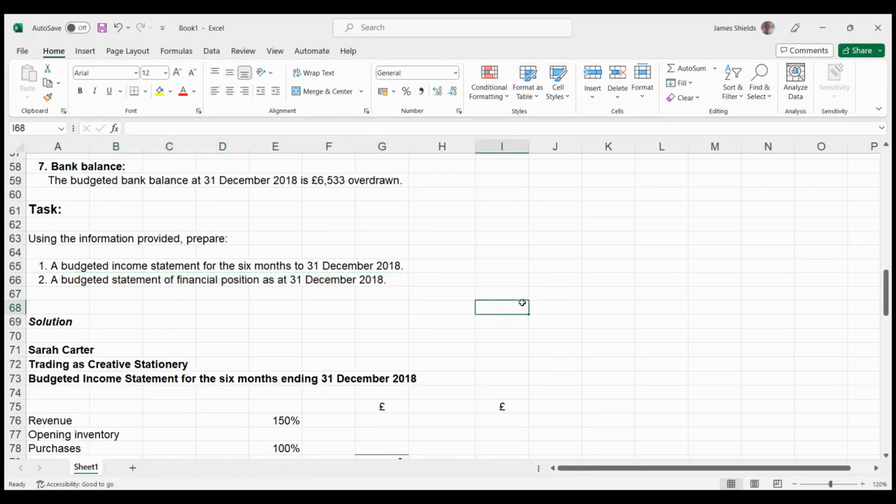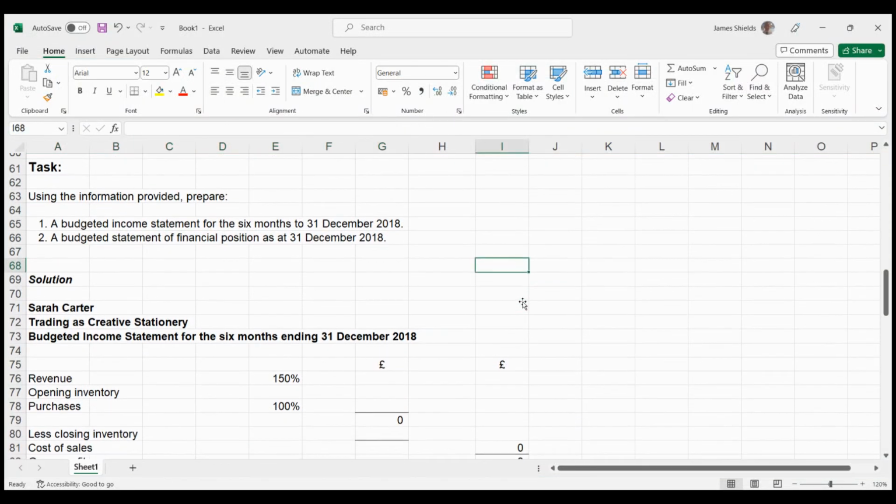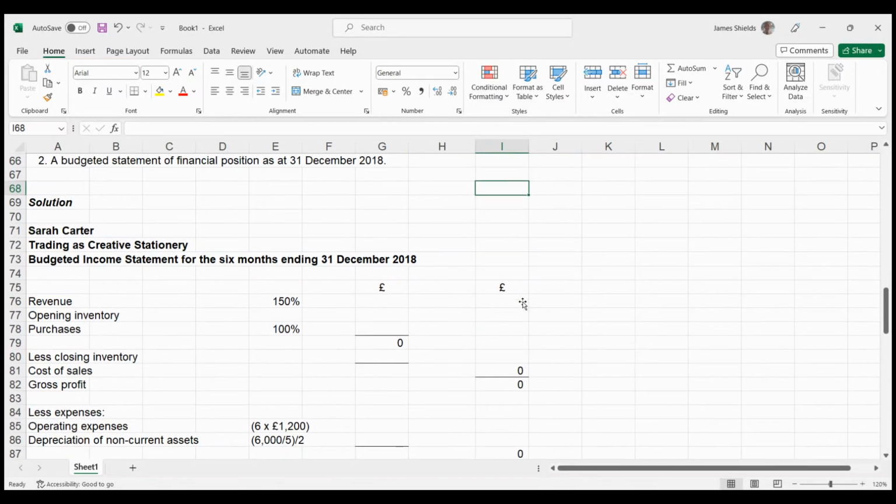Right, now, to help you in this question, I've given the templates here for you. Now, you will not be given these templates in the exam, so you will actually have to know what to do and remember the formats. But this is basically a very, very simple income statement. It's got the name of the person, Sarah Carter, name of business, trading as Creative Stationery. It's the budgeted income statement for the 6 months ending the 31st December 2018.